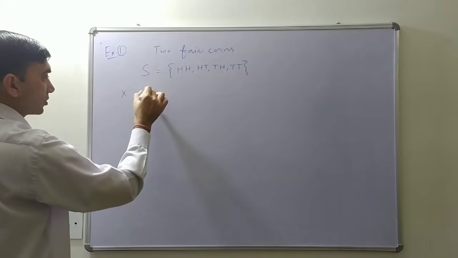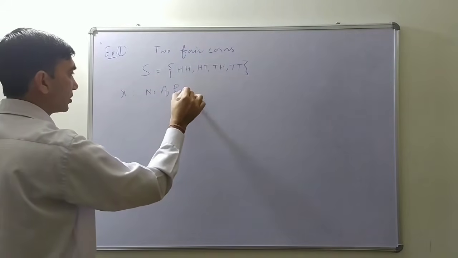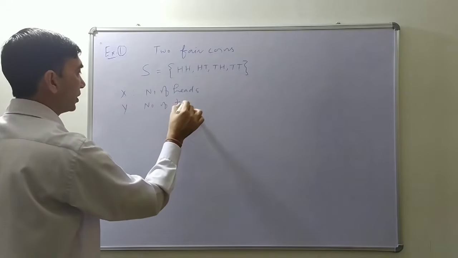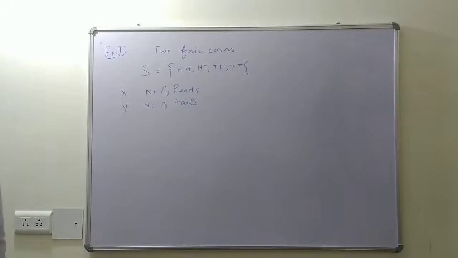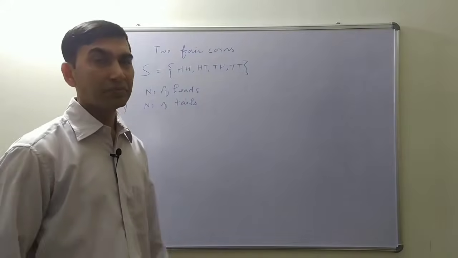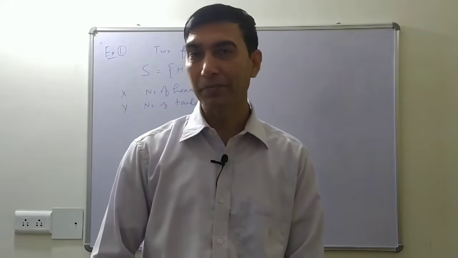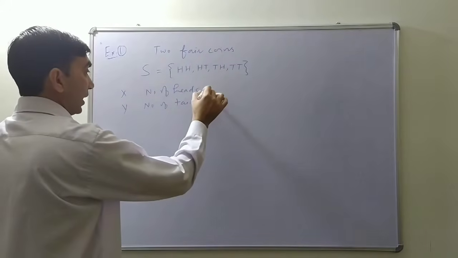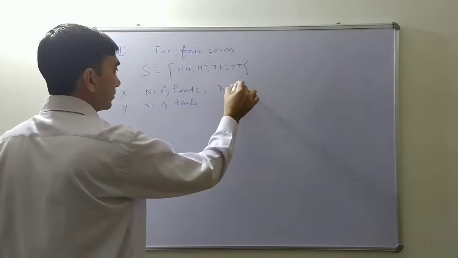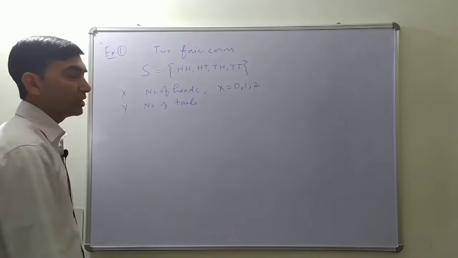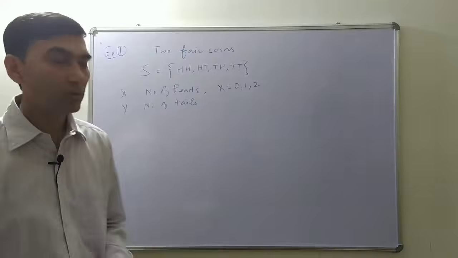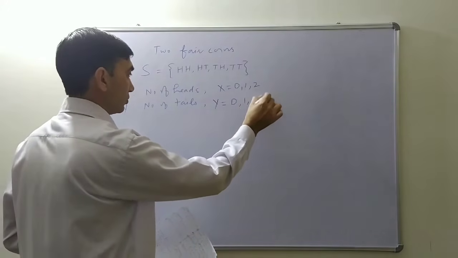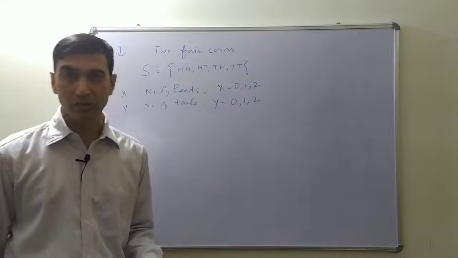Next, suppose X denotes number of heads and Y denotes number of tails. Can you guess what are the values of X and Y in this case? X values are 0, 1, 2 because number of heads could be 0, 1 and 2. Likewise, number of tails can be 0, 1, 2. So you are ready with the values of your random variables.